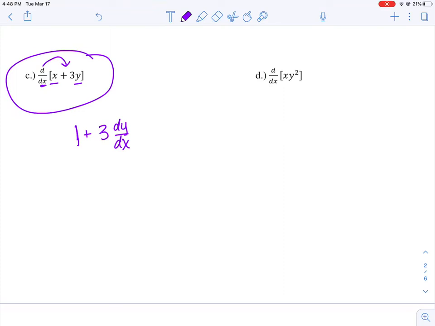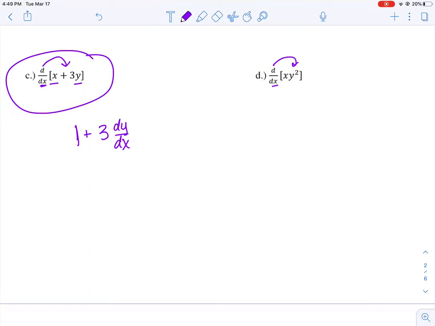All right, look at D. D looks a little bit different. D says I want to find the derivative of this expression with respect to x, but this time I have an x times a y squared. Now be careful, what derivative rule do you think we're going to have to use in order to find the derivative of an x times a y squared? Well, isn't that a product rule?